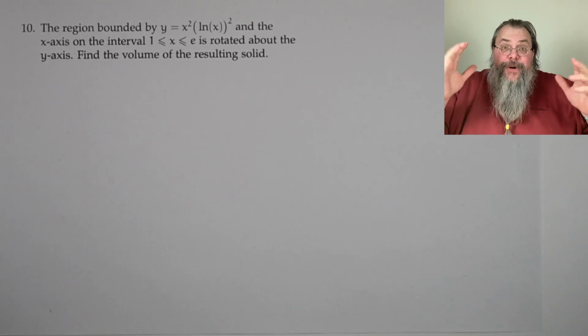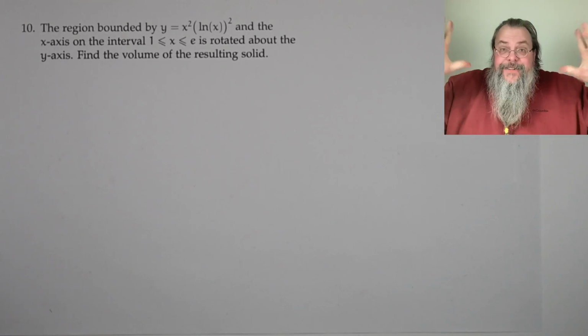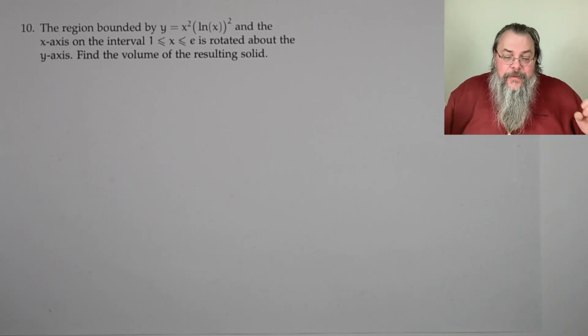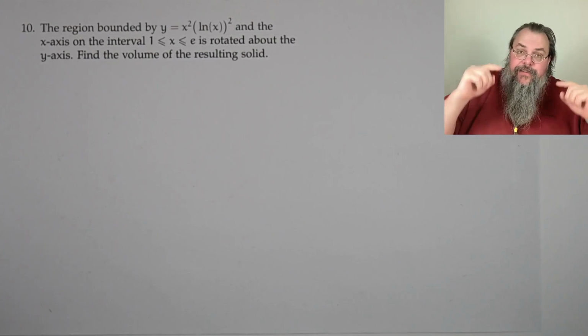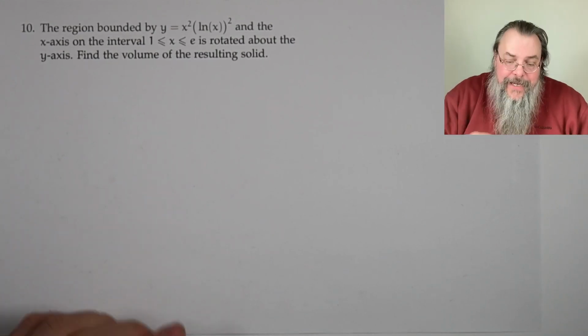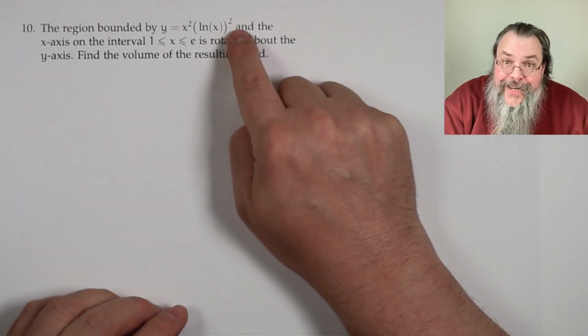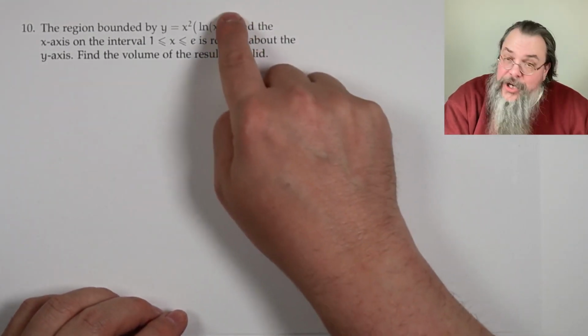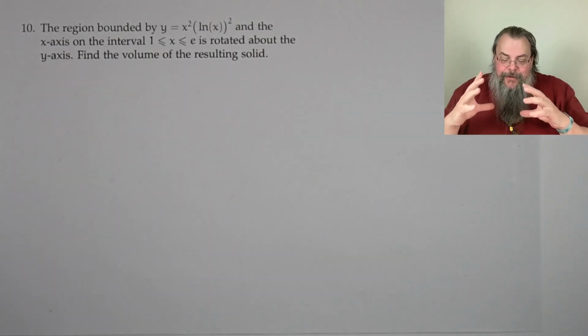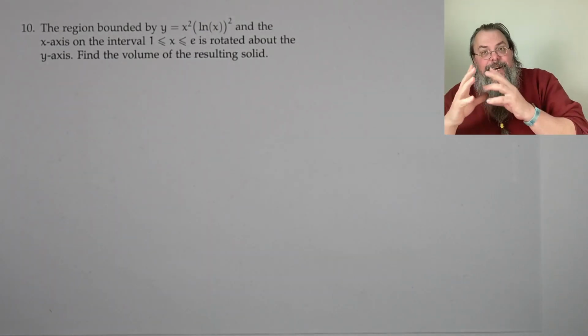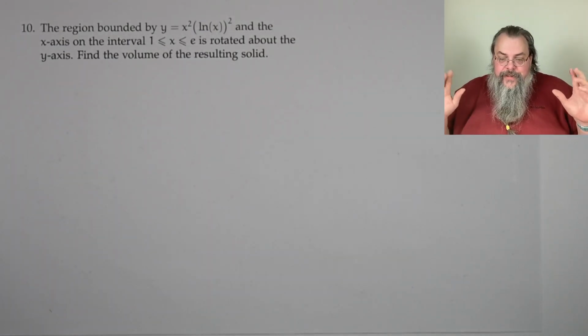Our final problem. Woohoo! Okay, let's do it. The region bounded by y equals x squared log of x squared. Now be careful. The square is outside the log. So that too does not come down. So pay attention to where your powers fall in. Is it a power inside the log or outside the log? Because it makes a difference.